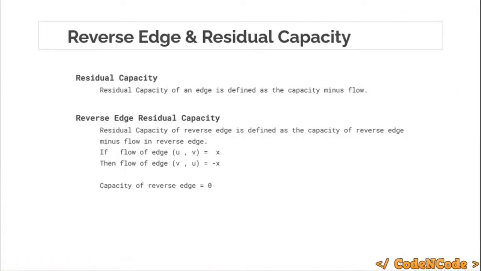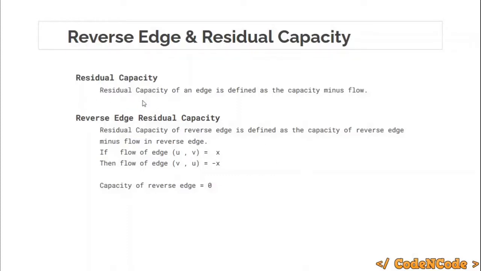Before we study the Ford-Fulkerson algorithm, first of all we need to have knowledge of certain terminologies like residual capacity, because the Ford-Fulkerson algorithm actually depends upon these things. So first of all, residual capacity.